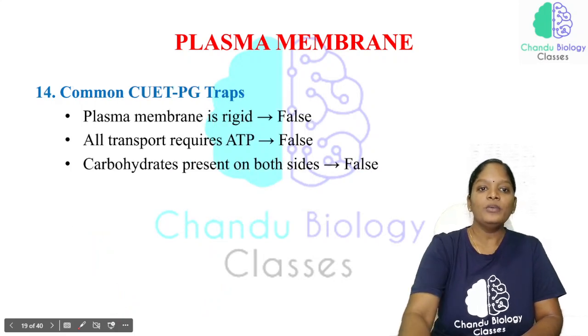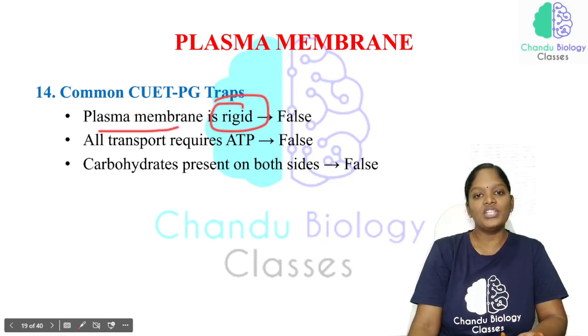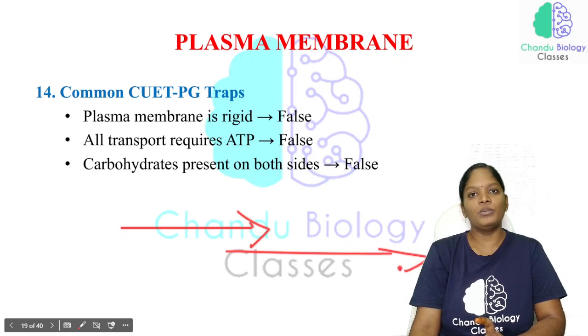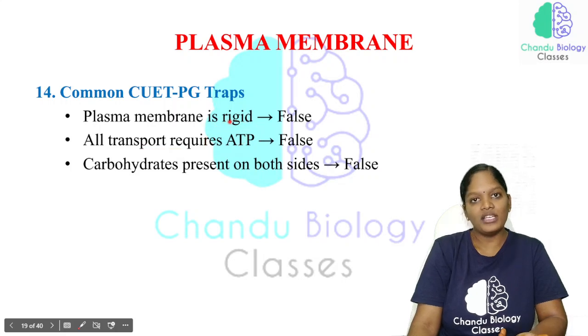Now, another important set of traps that the exam can set for you. The plasma membrane is rigid: this is false. Just now we discussed that it should not be too rigid, and it is not too fluid. It has to maintain a balance. All transport requires ATP: just now we have studied that some transport may not need energy, so this statement is also false.